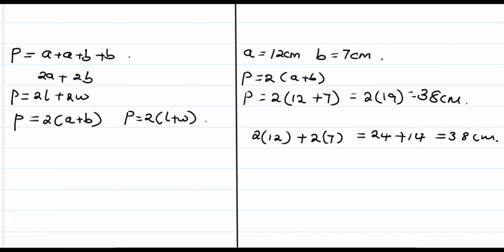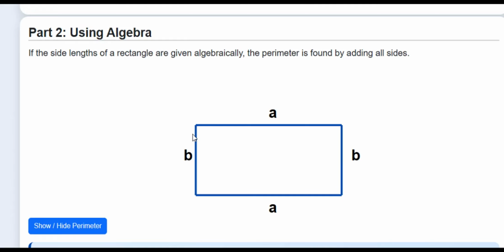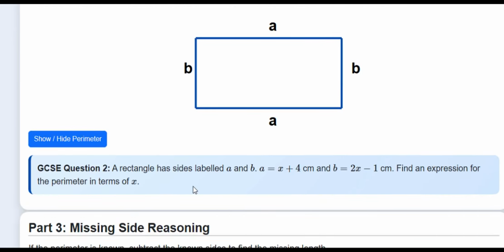Then, with that, can we try another example? Sometimes you can be given the sides of the rectangle in algebraic form. So, for example, in this case, you are told a rectangle has sides labeled as A and B, where A is x plus 4, then B is 2x minus 1. Then you are told find an expression for the perimeter in terms of x.